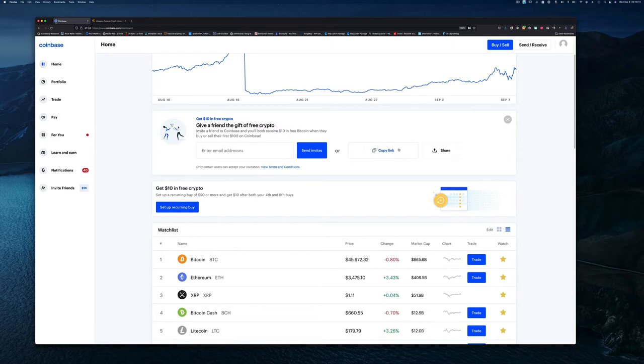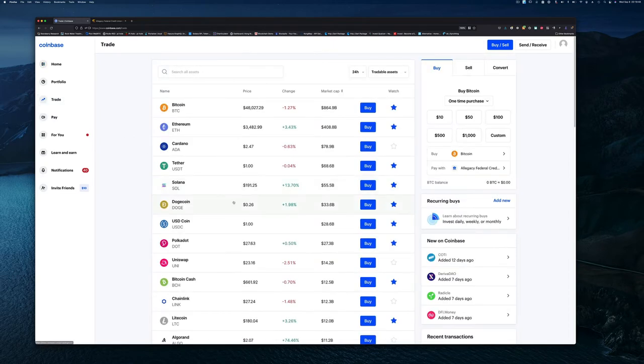So now that you're back in, you're going to be on the homepage. This chart that you're seeing here is because I already have assets in Coinbase. And so we'll go straight to trade, because that's what we want to do. We want to trade, right? Or buy and sell tokens. In this case, since you don't have any, we're going to start off with buying.